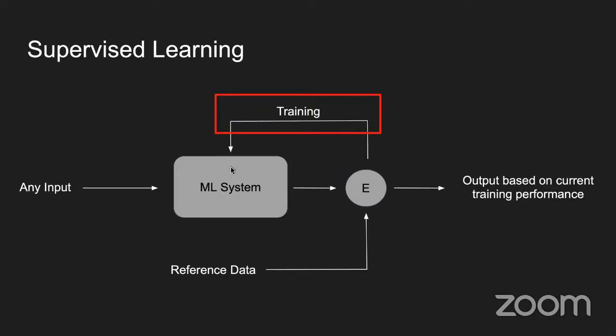So this training that you then conduct for the machine learning model goes into the ML system back again to train the ML system. So step one in training of any supervised learning algorithm is you have input data and you have reference data. Both input data and reference data are passed on to the machine learning model at the same time.